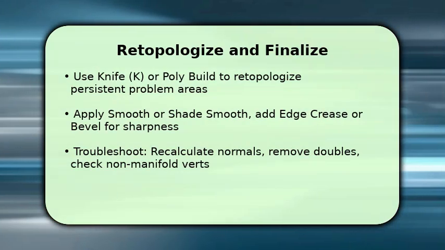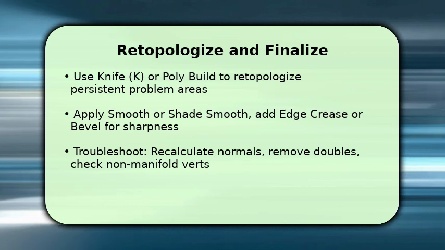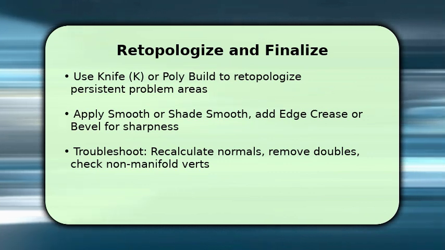Once topology is clean, apply Shade Smooth and control sharpness with edge crease or a small bevel. Make sure to recalculate normals, Shift+N, and remove doubles, M, Merge by Distance, if shading artifacts persist. If issues continue, inspect for non-manifold vertices and fix them. This final pass ensures triangles are eliminated without breaking mesh deformation.